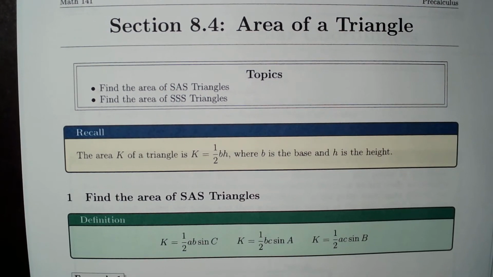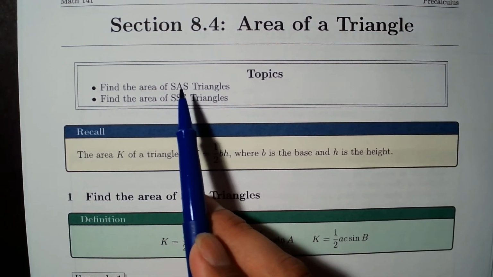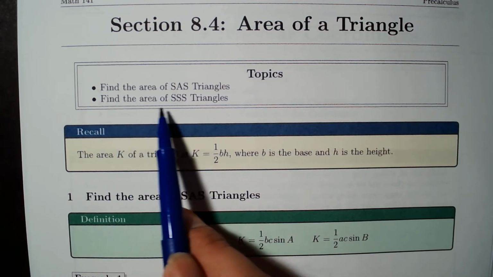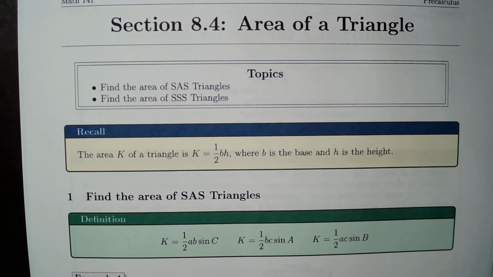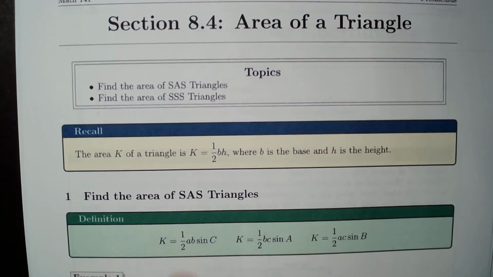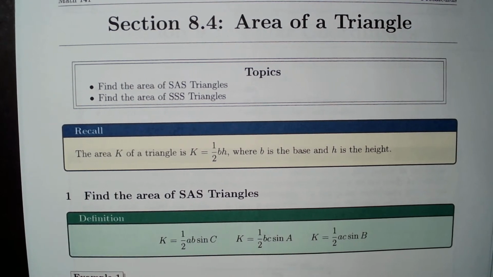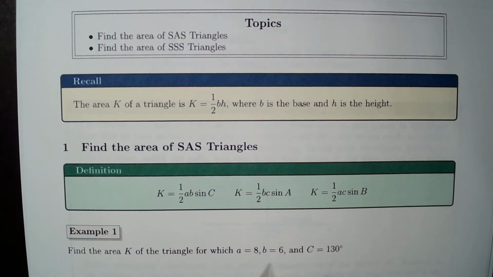But now, the information that we're going to be given to find the area of a triangle is going to be side angle side, in which the angle is the one between the two sides, or the area of a triangle given all the sides. So this formula is not going to be exactly useful for that end. It's going to be similar, but it's going to involve some trigonometry.